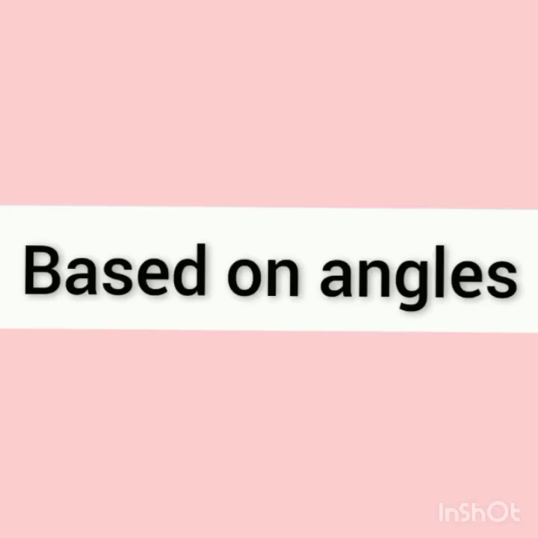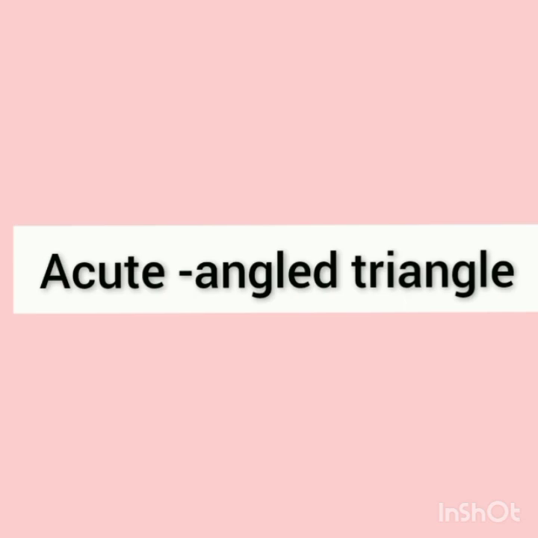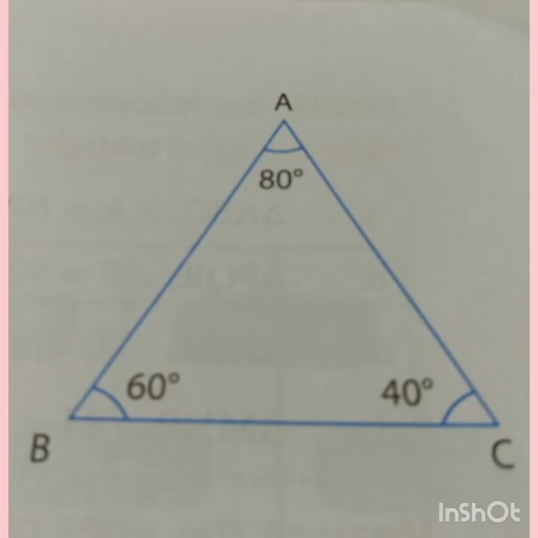Based on angles, first one is the acute angled triangle. A triangle is called an acute angled triangle, or an acute triangle, if each angle of the triangle is an acute angle. In triangle ABC, angle A, angle B, angle C are all acute angles. So, triangle ABC is an acute angled triangle.